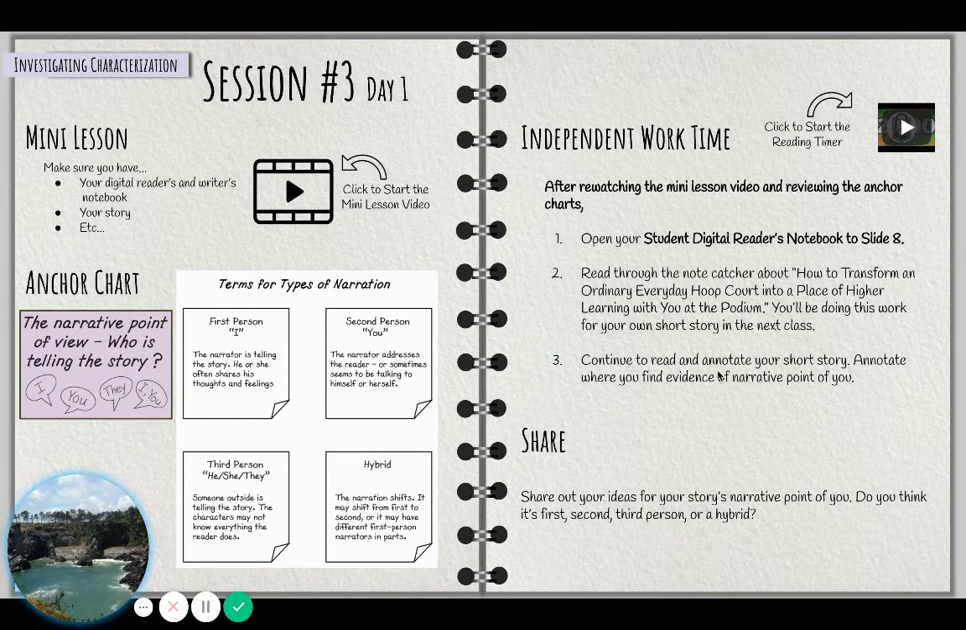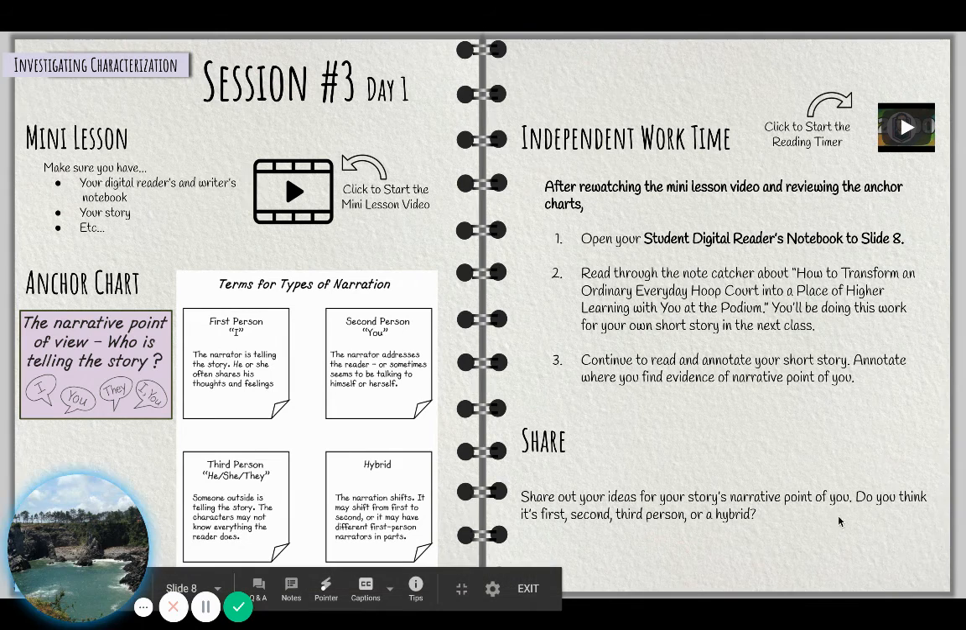And then I want you to continue to read and annotate your short story. Annotate where you find evidence of the narrative point of view. So any pronouns or any inner thoughts from the narrator. Okay, if you are doing this lesson in person, then we will be sharing out our ideas for the story's narrative point of view. Do you think it's first, second, third person, or a hybrid? And I realize that there's a typo right here that I will fix after I finish this video.